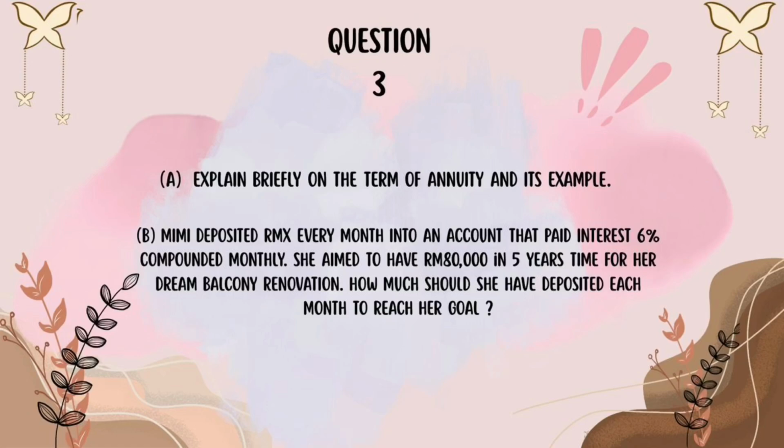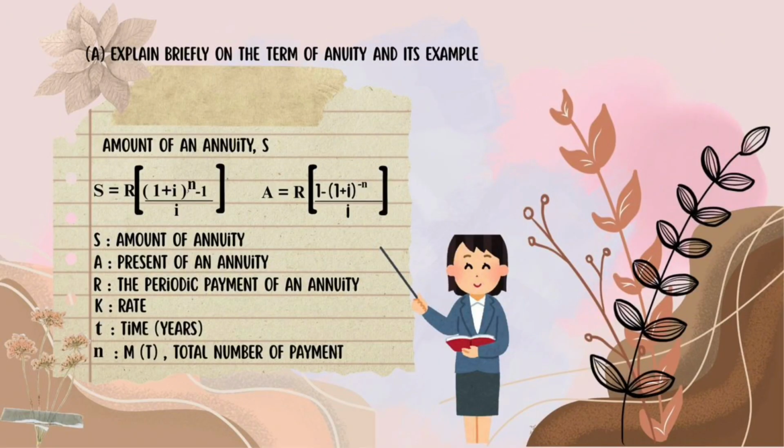Question 3. Explain briefly on the term of annuity and its example. B. Mimi deposited RMX every month into an account that paid interest 6% compounded monthly. She aimed to have 18,000 ringgit in 5 years' time for her dream balcony renovation. How much should she have deposited each month to reach her goal?